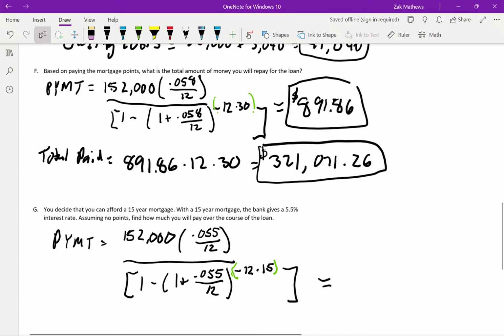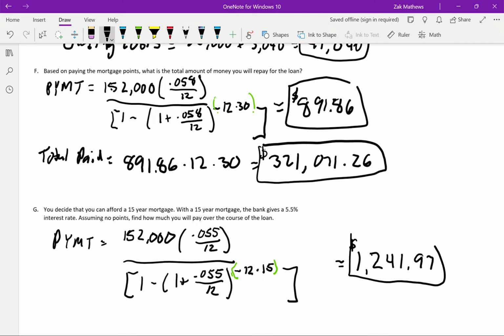When I do this calculation, we get a total of $1,241.97. Okay, well, what just happened? Because we saw before where when we had that lower interest rate, our monthly payment went down. It went down about $70, and now our payment's just gone up by about $300. That's a significant jump. Why has it gone up even though we have a lower interest rate?